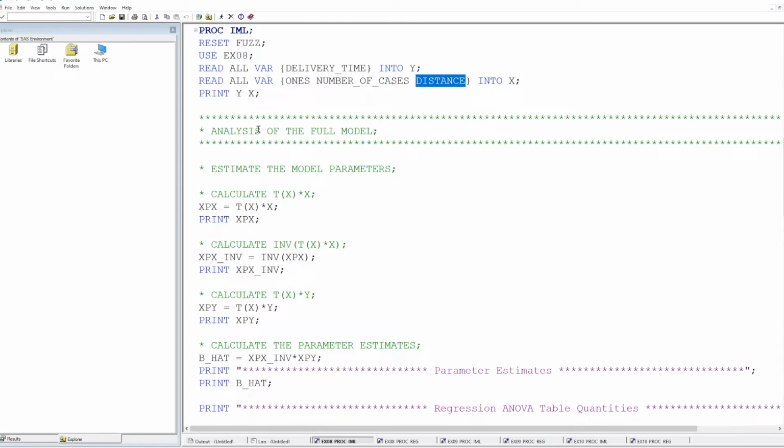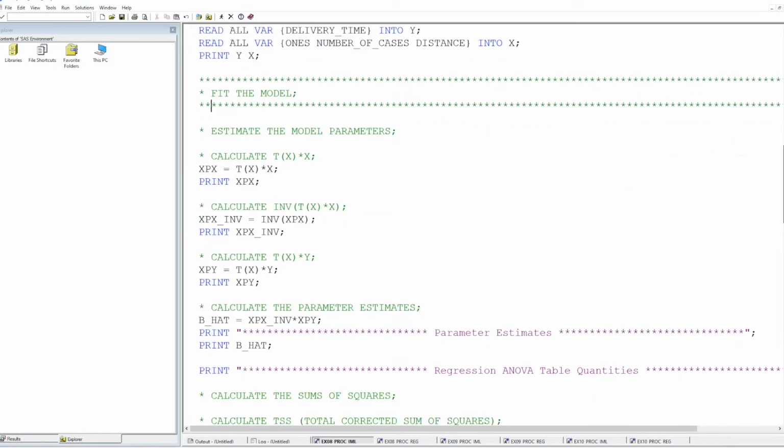Then I'm going to fit the model. Let me just say that here. We're going to fit the model. I'm not talking about full models and reduced models here, so I'll change that language. We've seen how to fit the model, so I'm not going to spend any time looking at that.